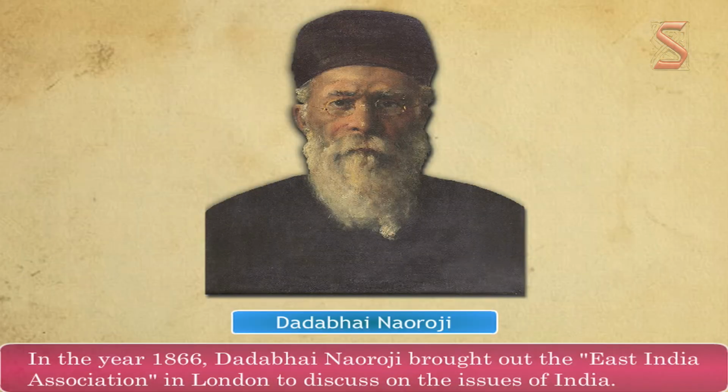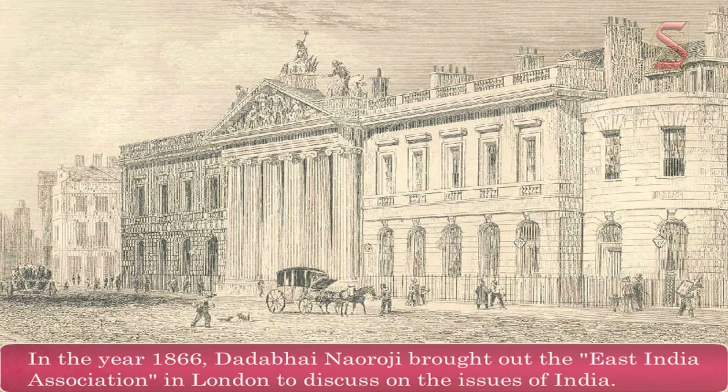The educated Indians who became aware of the nature of the British rule and its influences criticized the British policies in the country. As a result, the people got together to form associations which had fervent national feelings and united the intellectuals. In the year 1866, Dadabhai Naoroji brought out the East India Association in London to discuss the issues of India.